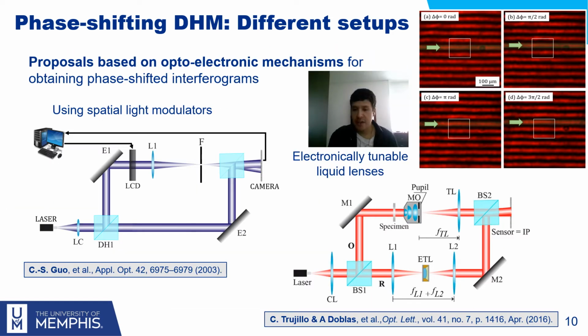All the latter configurations require mechanical control of the phase shift, but we can also have these phase shifting DHM setups using, for instance, spatial light modulators, which can be controlled by a computer. This is a very easy way to control the phase shift, but at the same time, you need a driver and a computer control of the setup, so it can be a little bit more expensive. But you can also have different optoelectronic mechanisms to obtain this kind of phase shifting holograms.